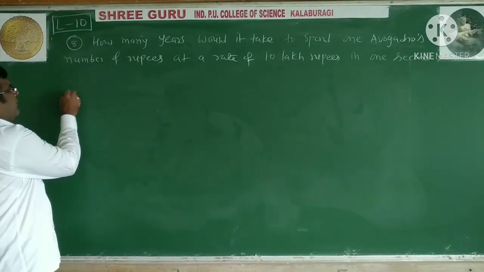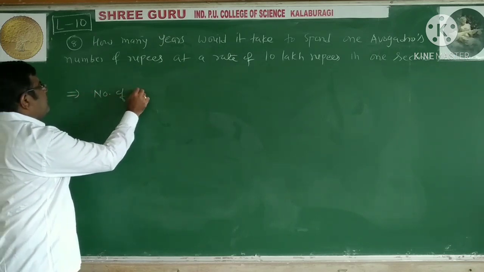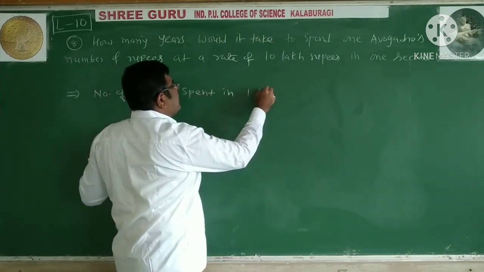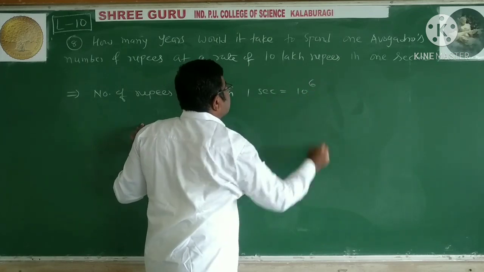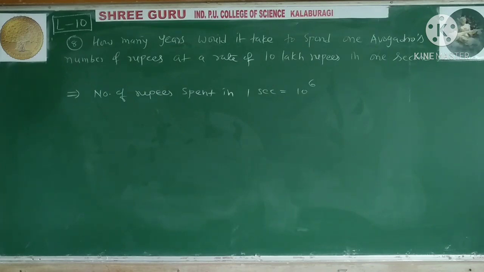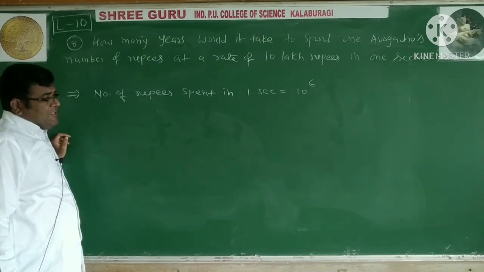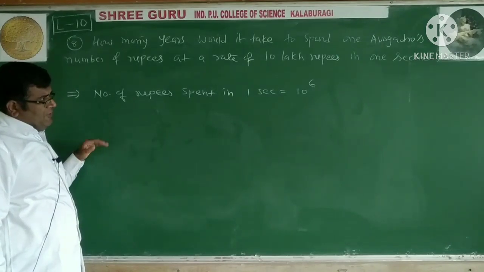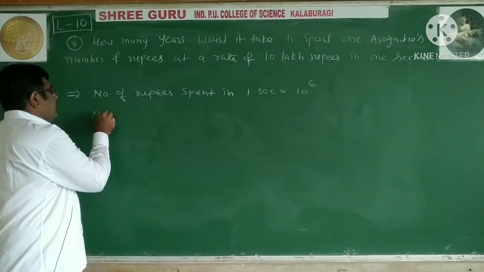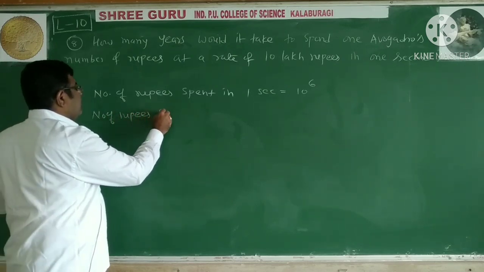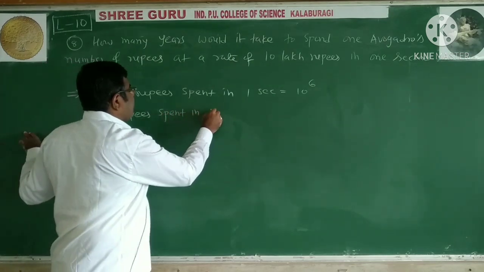So you can start with this information. Number of rupees spent in 1 second is equal to 10 lakh, which means 10 raised to 6, isn't it? Because lakh means 5 zeros, that 1 plus 5, 6 zeros. So 10 raised to 6. Now, number of rupees spent in 1 year.